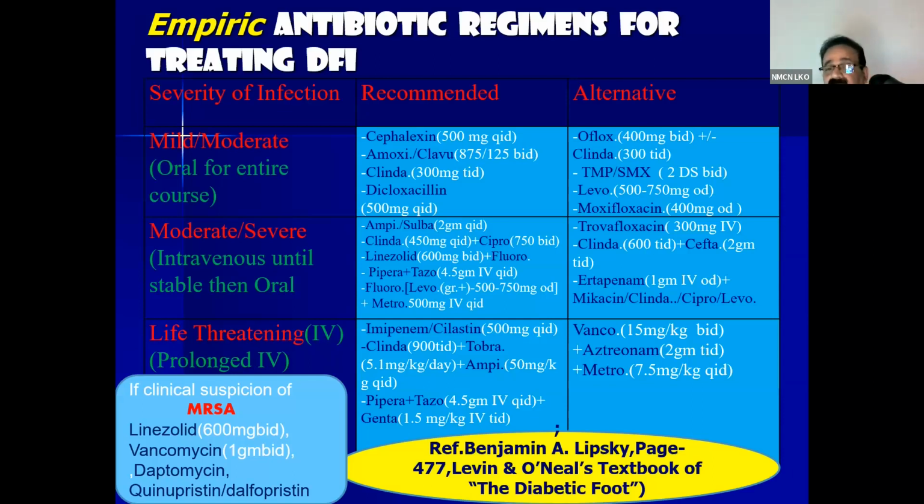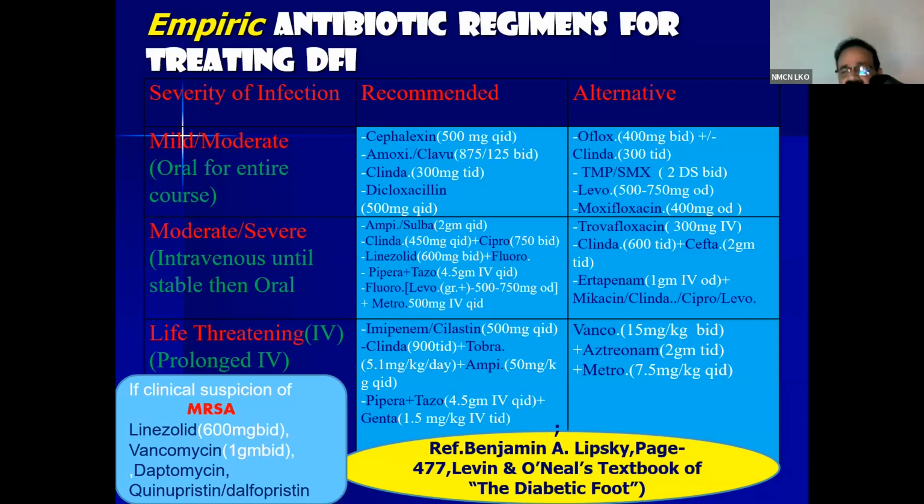These are the different empiric antibiotic regimens according to Benjamin Lipsky. For mild to moderate infection, cephalexin, amoxiclav, clindamycin, ciprofloxacin can be given. They are given orally for the entire course. For moderate to severe infections, we usually give intravenous to start with, and later on, if the patient gets stable, we give orally, like Bactrim (sulfa), then clindamycin plus ciprofloxacin, or linezolid plus fluoroquinolone, piperacillin-tazobactam. These are all the drugs which can be given.